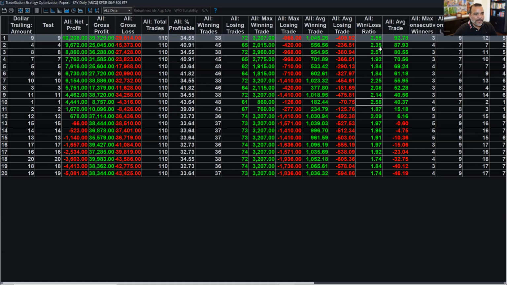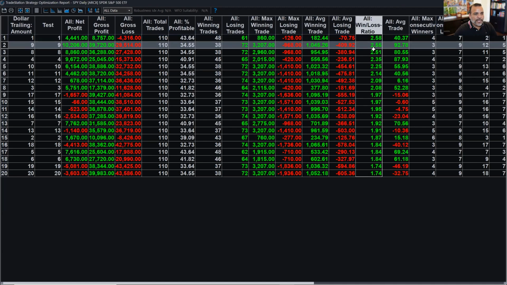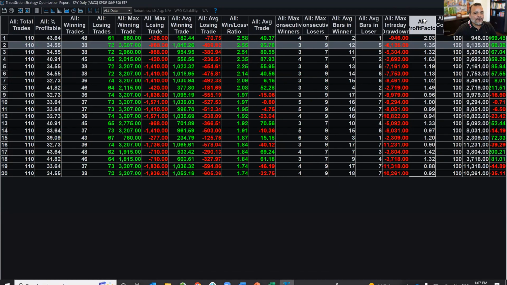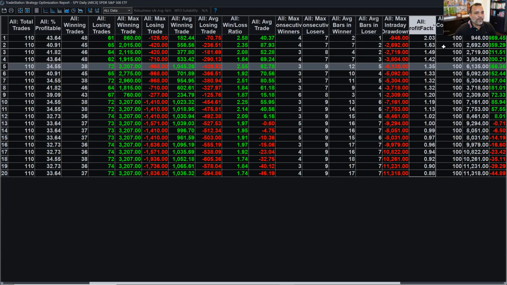So I can sort by maybe this win-loss ratio and see which one is the highest. The highest is 1. Now, the one that was selected, no, this is not what I was looking for. Win-loss ratio is just looking at the number of trades. What I'm looking at here is profit factor. If I sort by profit factor, yes, the $1 is the one that gave me the best profit factor.